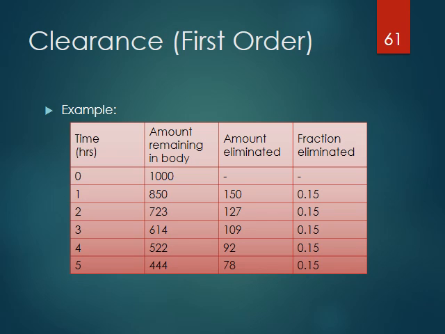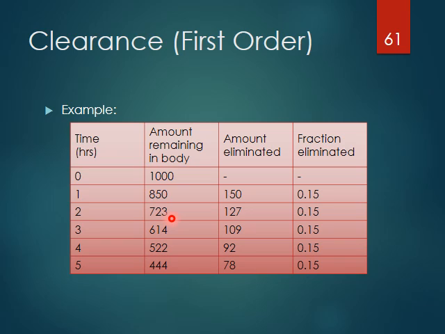A good example of this would be, say for instance, I give 1,000 milligrams of a drug to a patient. At time zero, the amount of drug within the body is 1,000 milligrams, because I haven't had any time to eliminate it. Now, if it's following first order kinetics, say for every hour I'm going to be metabolizing or eliminating 15% of that drug. After 1 hour, I've eliminated 15% of that drug, so I have 850 milligrams remaining in the body. I've eliminated 150 milligrams.